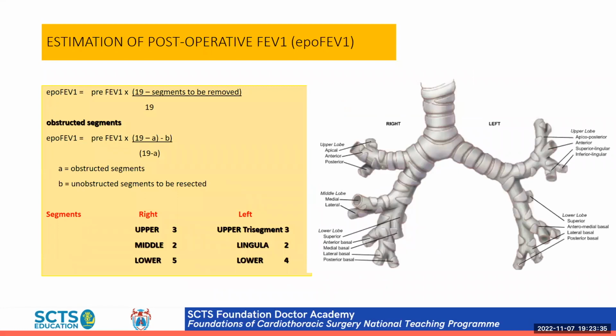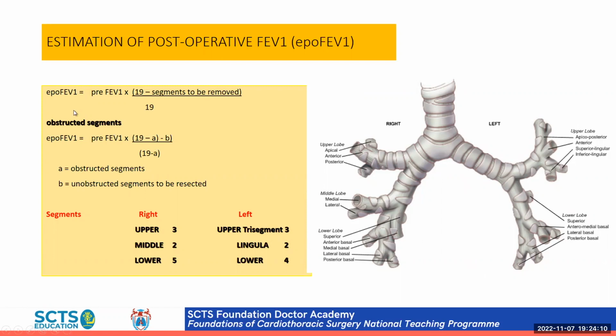So how do I calculate a post-operative predicted FEV1 or DLCO? So the lung is made up of 19 segments. There are 10 segments on the right, and there are 9 segments on the left. So you have 3 in the upper lobe, you have 2 in the middle lobe, you have 5 in the lower lobe. On the left side, you have an upper lobe which is made up of a trisegment, so it has 3 segments, and the lingula, which has 2 segments. And then the lower lobe has 4 segments, and obviously the heart is taking part of segment 7. So this is how we calculate it.